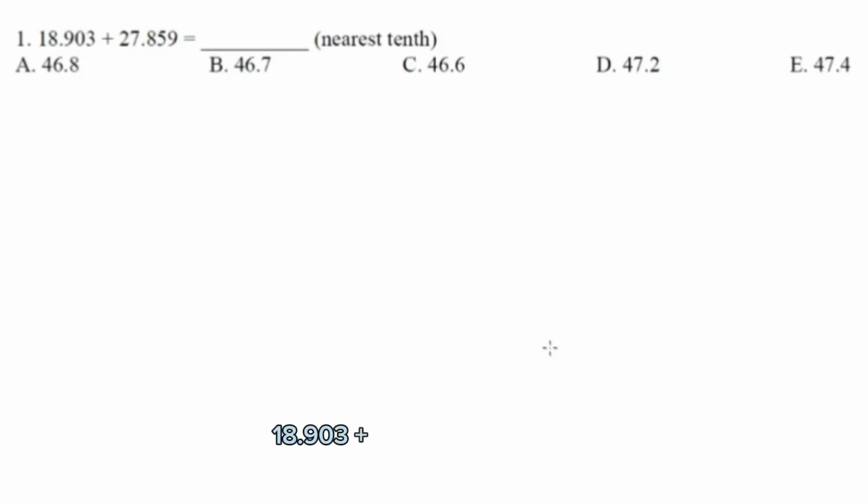18.903 plus 27.859 equals what rounded to the nearest tenth? Alright, this is a pretty simple problem to solve. We just have to do basic addition.